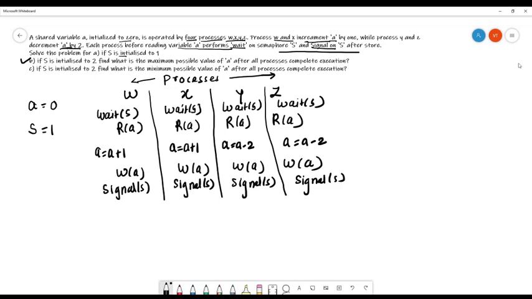So what is happening here? The variable A is shared, so this is a critical section actually. At a particular time, only one process should be active in the critical section, others should wait, right? So let us assume the first condition, S is equal to 1. The order of execution is not given here, so any process can start at any time. Assume that process Y starts first.